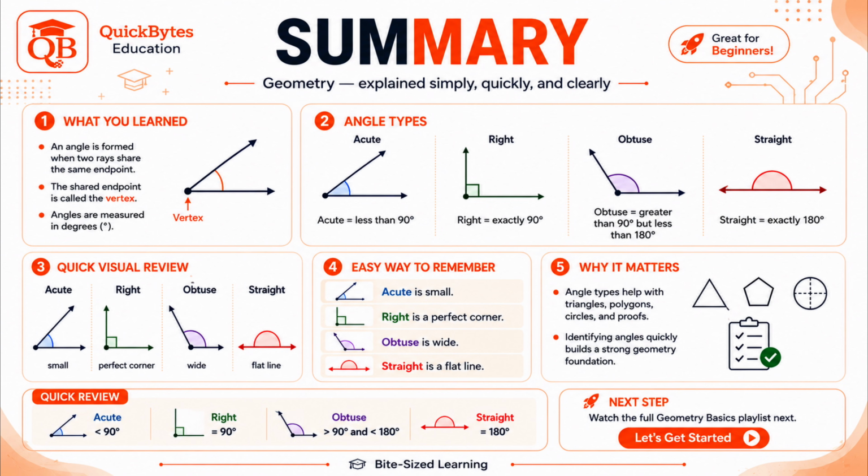And the easiest way to remember them is this. Acute is small. Right is a perfect corner. Obtuse is wide. Straight is a flat line.